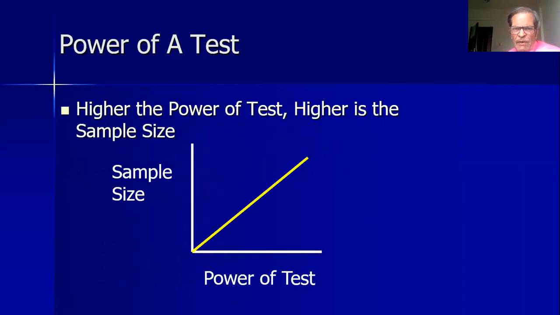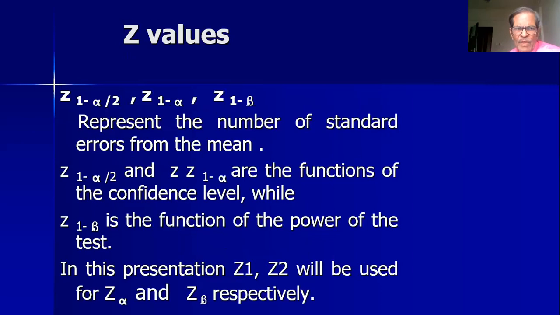The higher the power of the test, the higher the sample size. Other things remaining equal, the higher the power of the test, the higher the sample size required. Then, when the alpha and the beta errors are decided, one has to know the corresponding Z values.